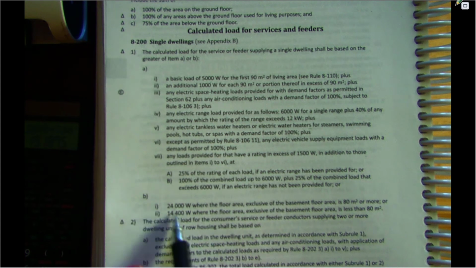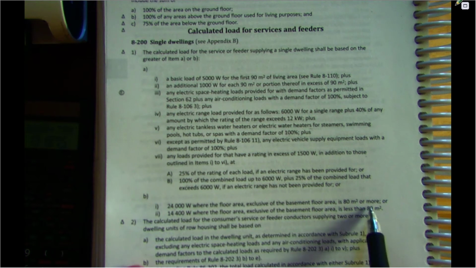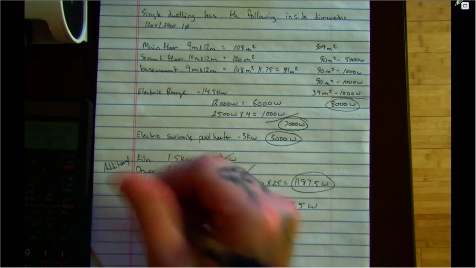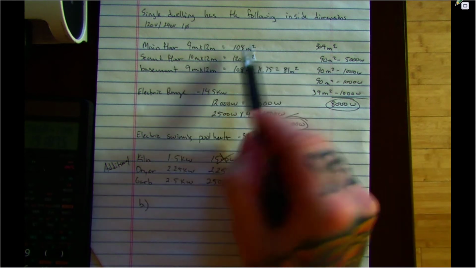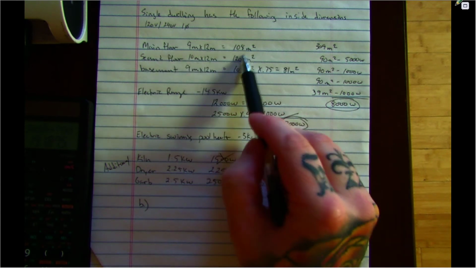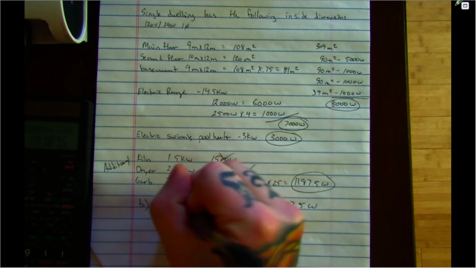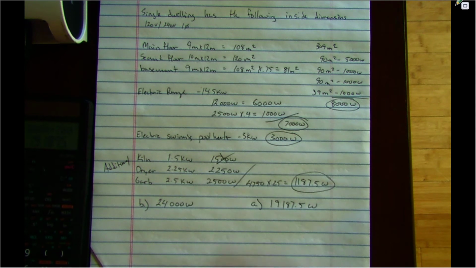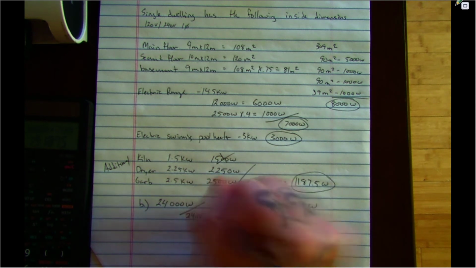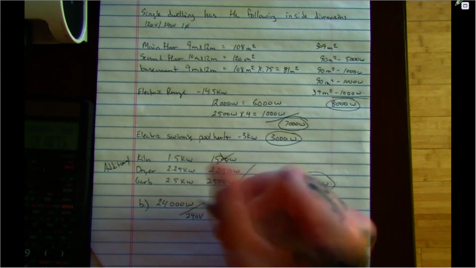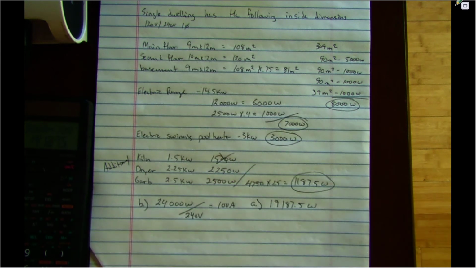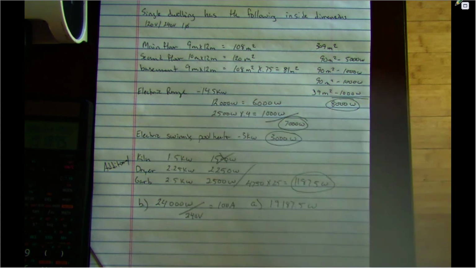Now it says part B, 24,000 watts where the floor area, exclusive of the basement floor area, is 80 meters or more. So for part B, we look at our floor area. Between our main and our second, are we above 80? For sure we are in this question. So that means for B, we're going to get a default of 24,000 watts. If we take that divided by the 240 volt single phase supply, we get 100 amps. This is our minimum. This is the answer because based on part B, it's the larger of the two. And it says that here.